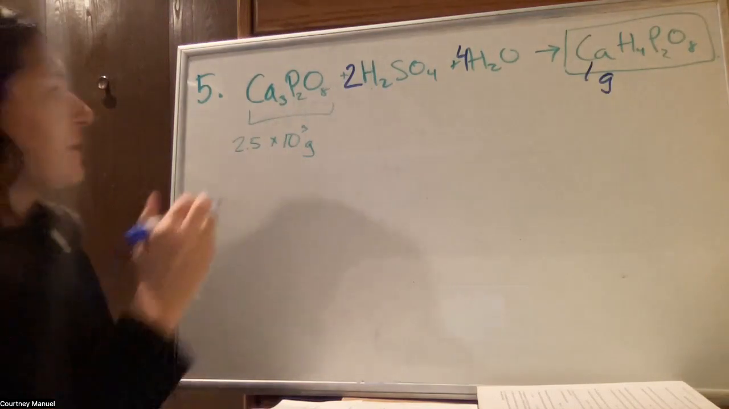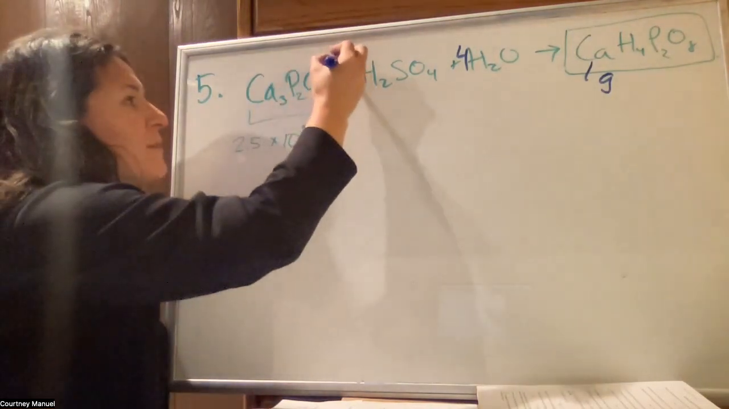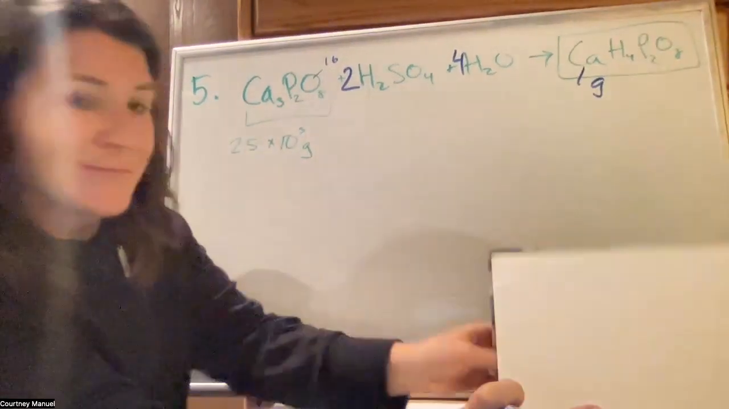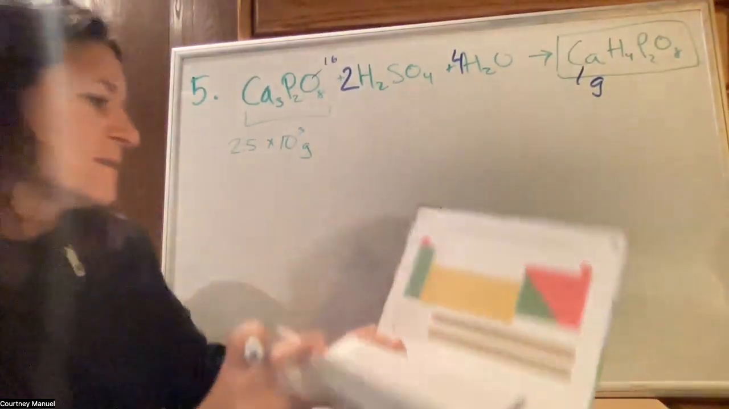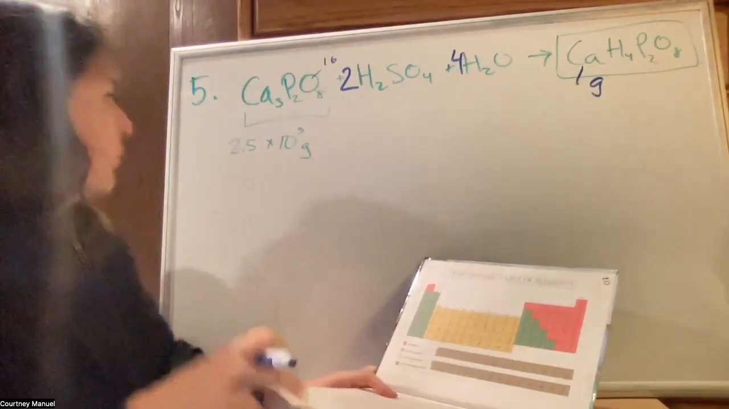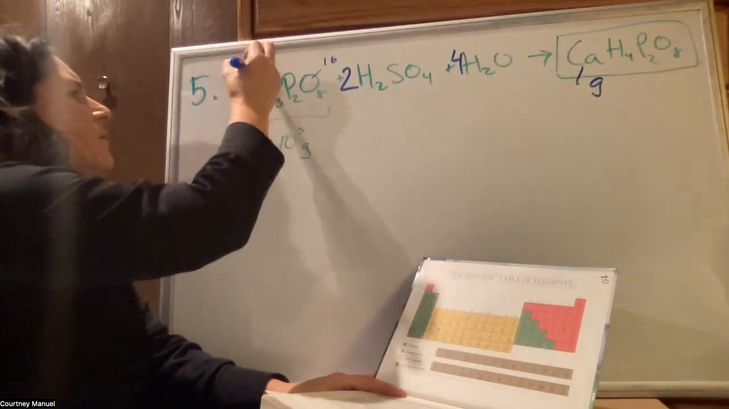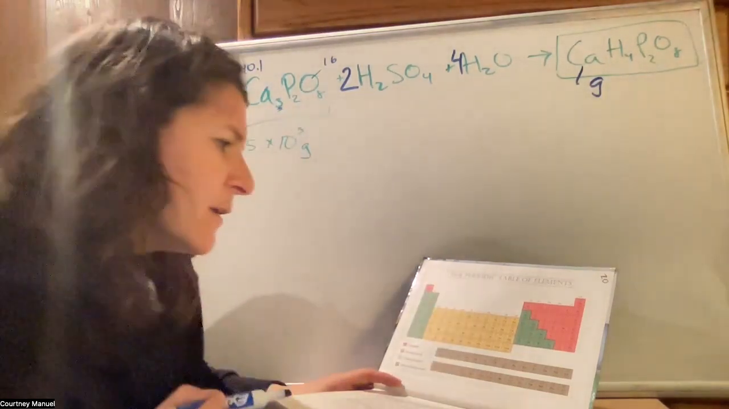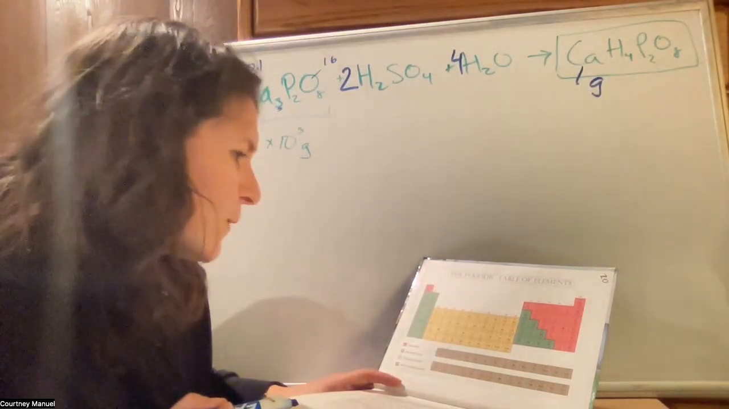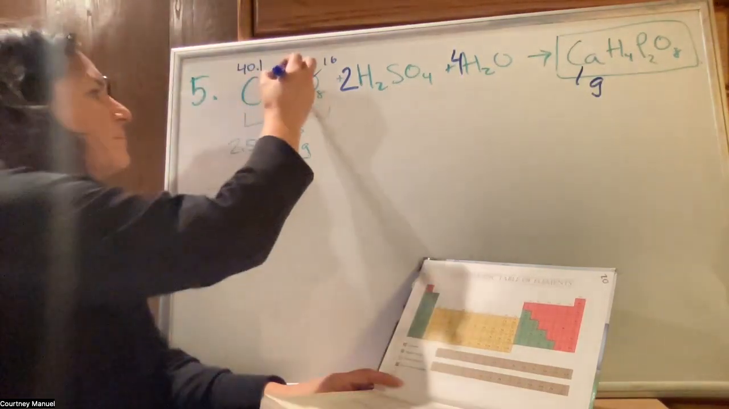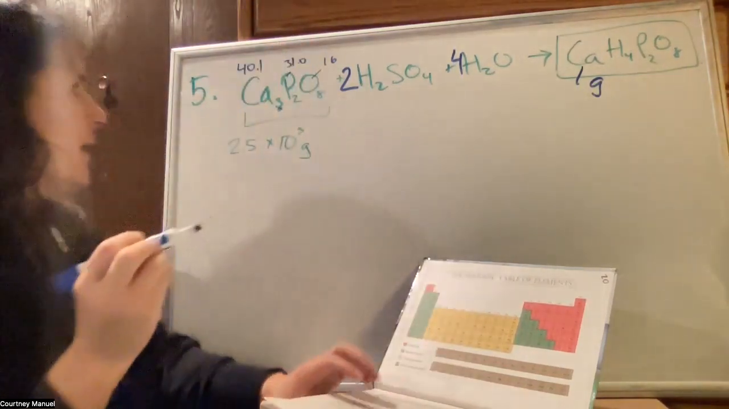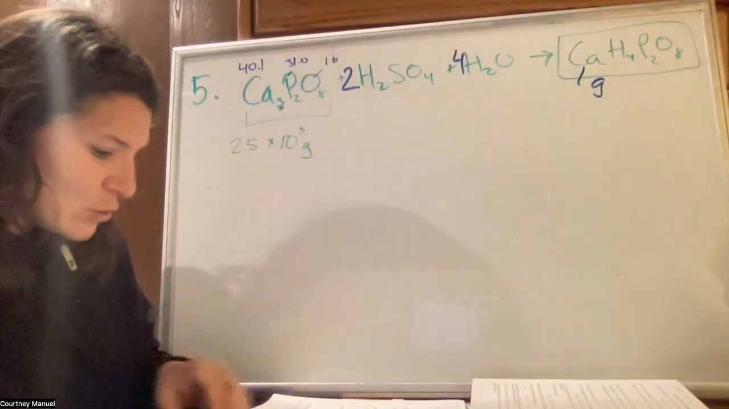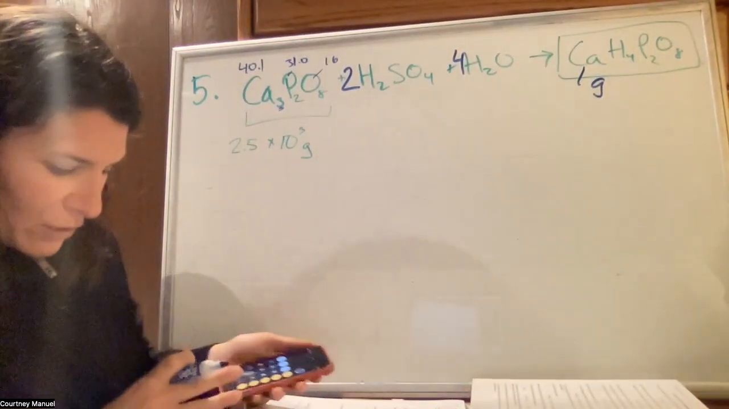Calcium, potassium, and oxygen. The only one of these I know off the top is oxygen. That's 16. So we need to go to our periodic table. Let's find what calcium is. 40.1. And we will be multiplying that by 3 and that one by 8. And phosphorus, we have 31. Okay, we got some big numbers here. I'm going to do this on my calculator because that is just too many things that we're adding together.